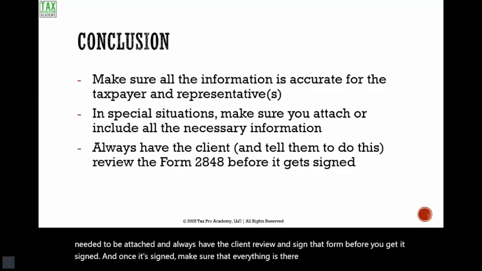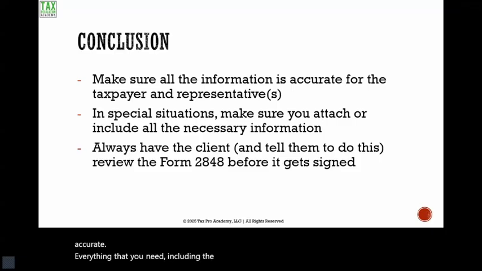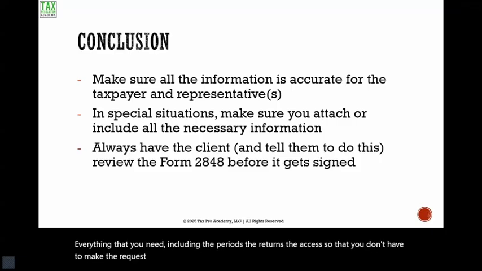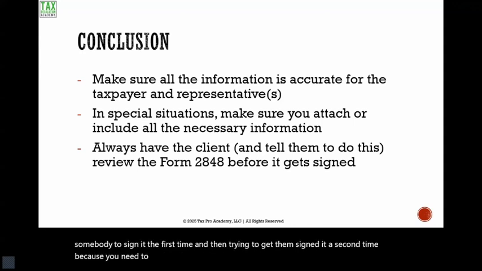Okay, that everything is accurate and everything that you need, including the periods, the returns, the access, so that you don't have to make the request again, because it's enough of a pain in the neck to get somebody to sign it the first time, and then trying to get them to sign it a second time because you need to add more years or more forms. Although sometimes you can't avoid it, just try to be as all-inclusive as you can.